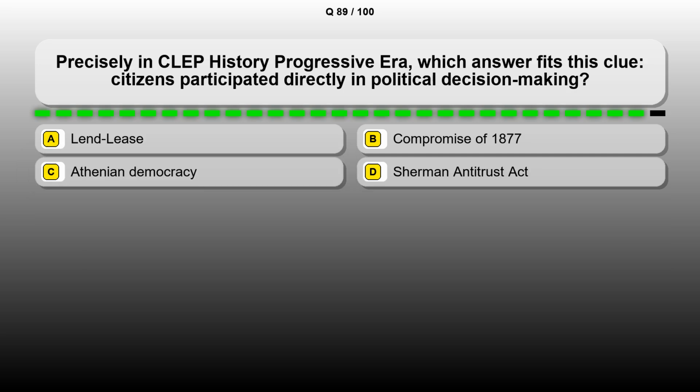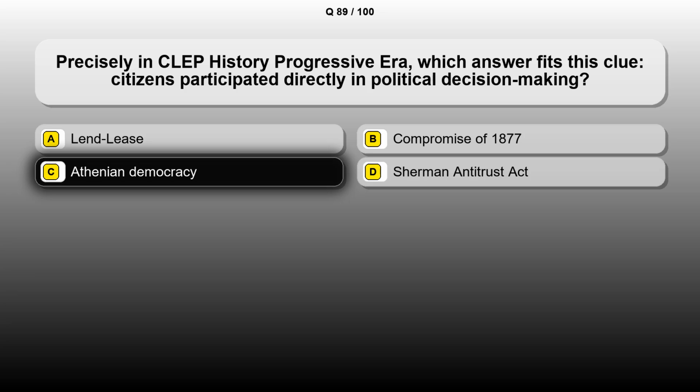Question 89. Precisely in CLEP History Progressive Era, which answer fits this clue? Citizens participated directly in political decision-making. Option A, Lend-Lease. Option B, Compromise of 1877. Option C, Athenian Democracy. Option D, Sherman Antitrust Act.